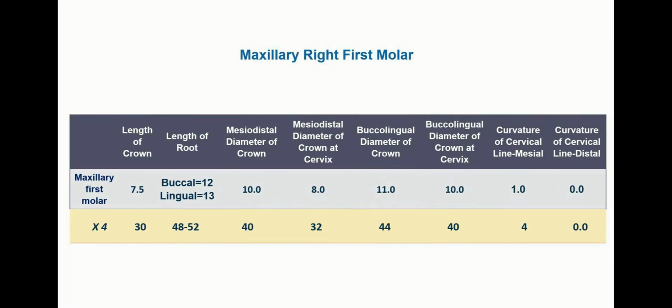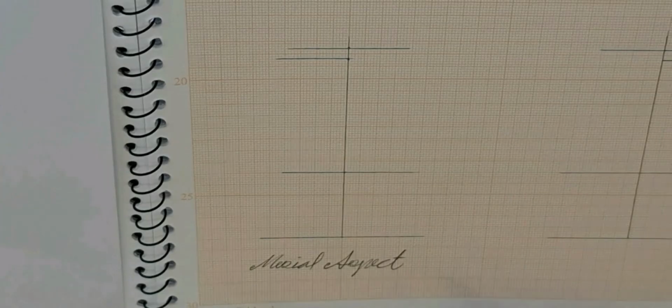Hi everyone, this is part 2 for drawing maxillary right first molar. In this part, I demonstrate the procedure for drawing mesial, distal, and occlusal aspects. Now we move to the mesial aspect.